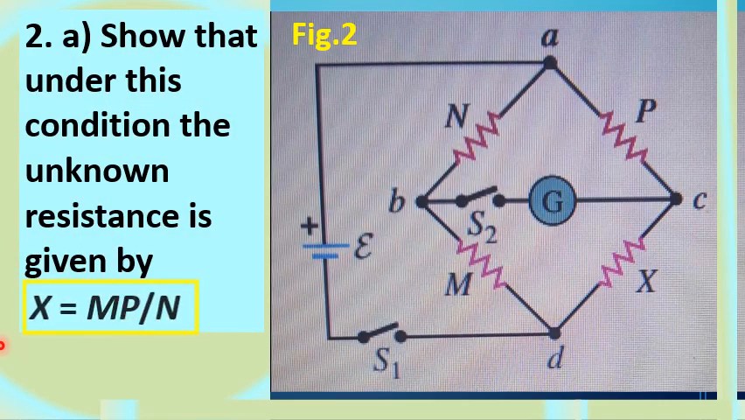So our question number 2, letter A: show or prove that under this balanced condition, the unknown resistance, capital X, is given by the formula X equals resistance M times resistance P divided by resistance N.